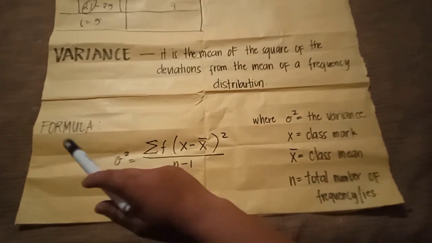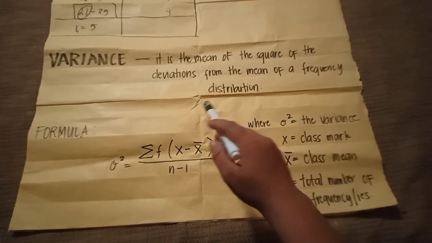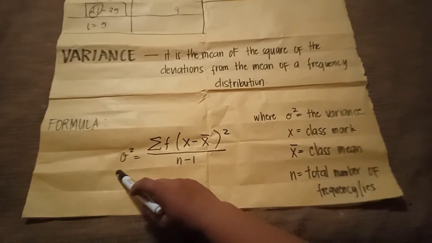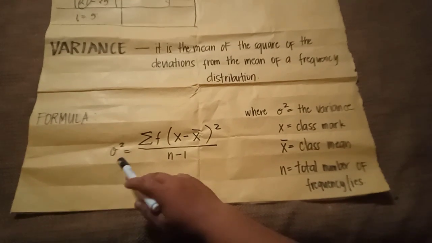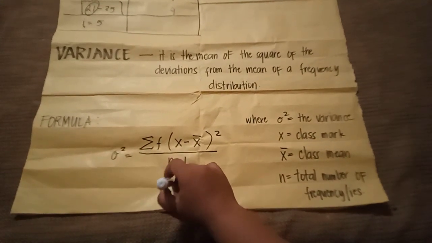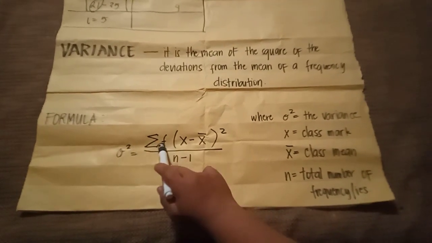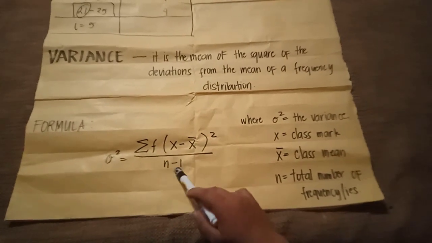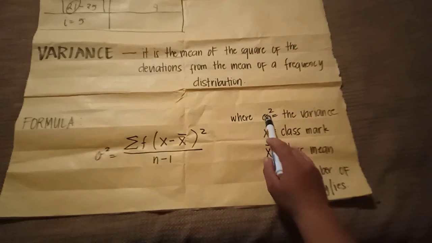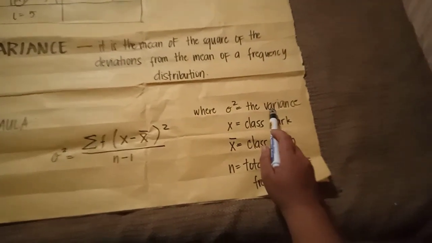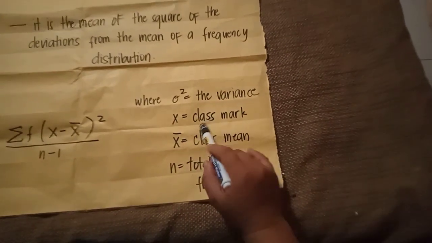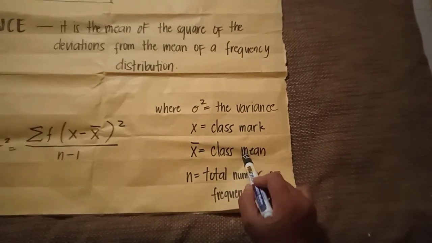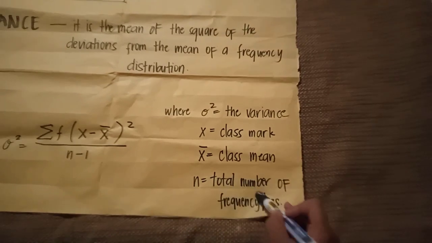And now let's proceed to solving the variance. Variance is the mean of the square of the deviations from the mean of the frequency distribution. The formula for solving the variance is sigma squared equals the summation of f times the quantity x minus x bar squared, over n minus 1, where sigma squared is the variance, x represents our class mark, x bar is the class mean, and n is the total number of frequencies.